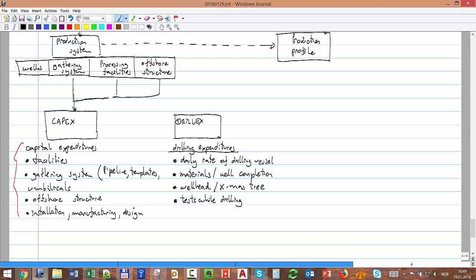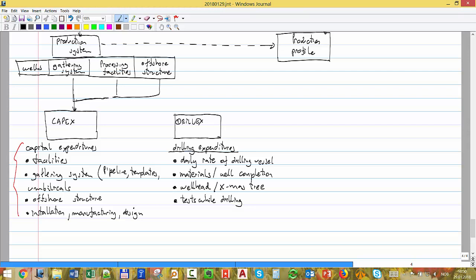Okay, and yes? We were discussing a Christmas tree in drilling. Shouldn't we say BOP instead of Christmas tree? Well, when you complete, finalize the well, you put a Christmas tree, so you have to include it in the cost of the drillex.